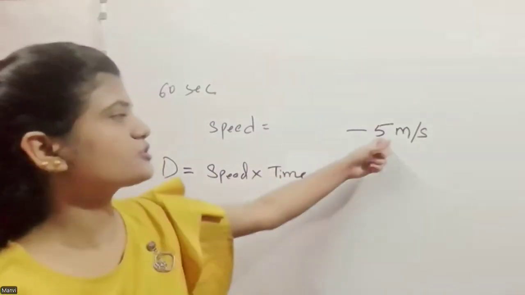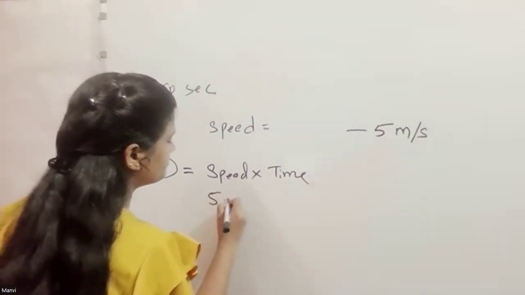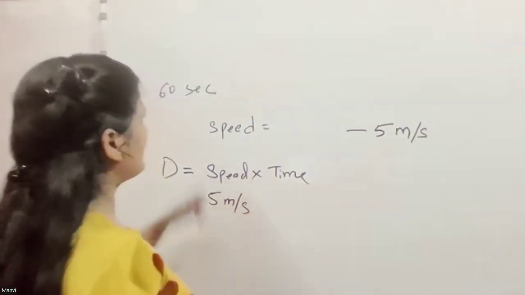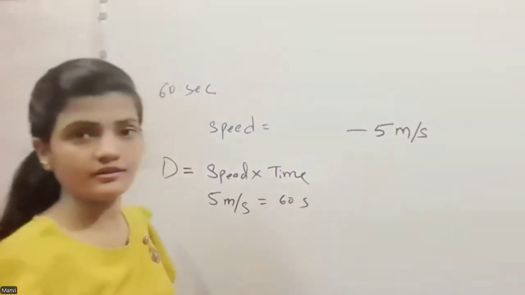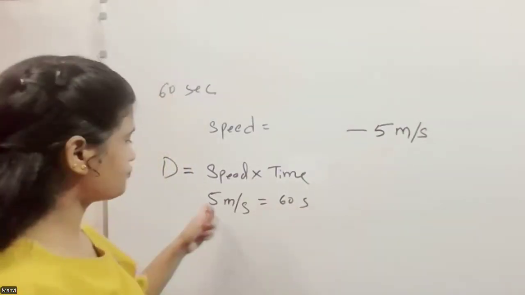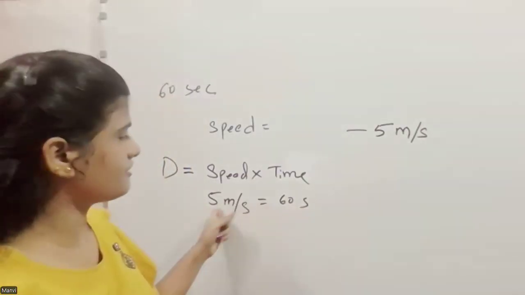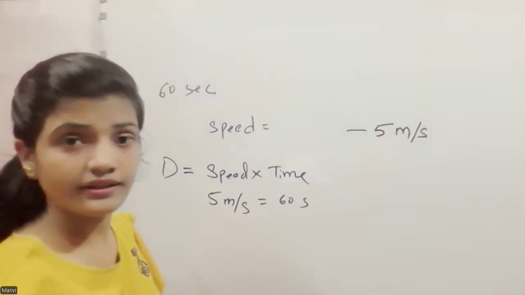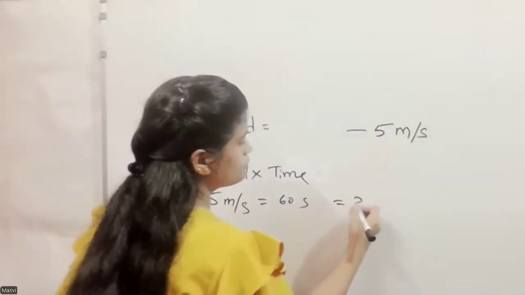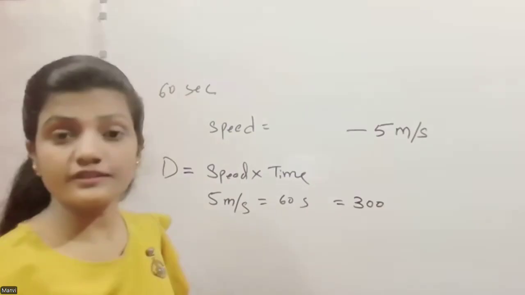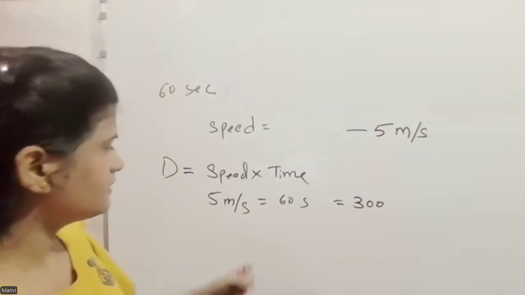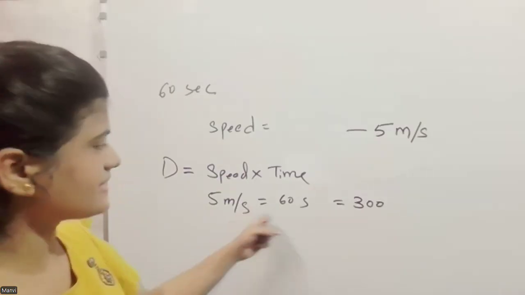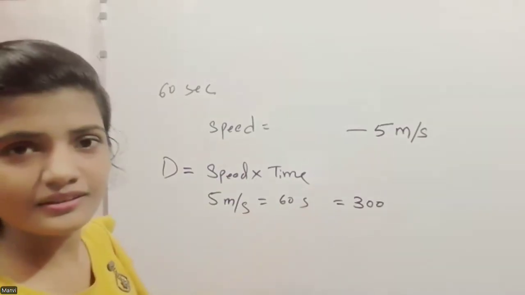So distance equals speed multiply with time. Here we have speed which is 5 meter per second and time which is 60 seconds. Okay. So 5 multiply 60. 5 times 6 is 30, and we need to put just one more zero. That is 300.